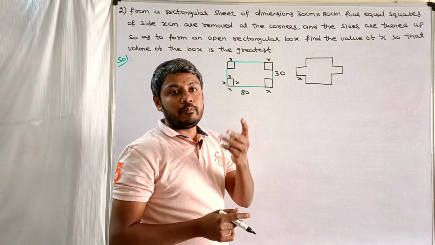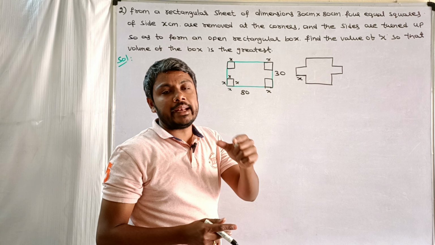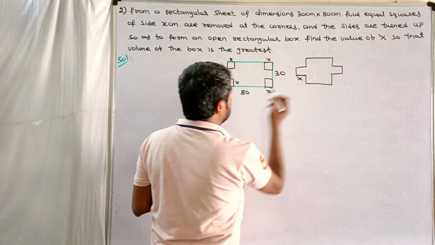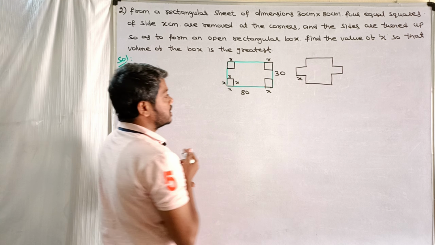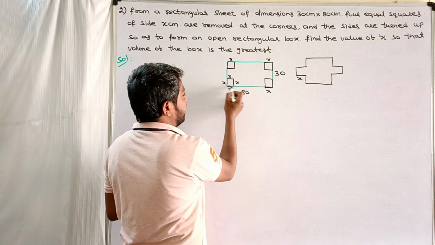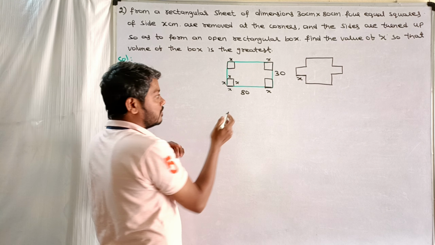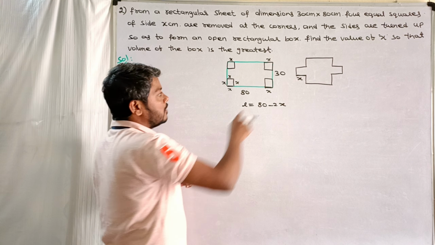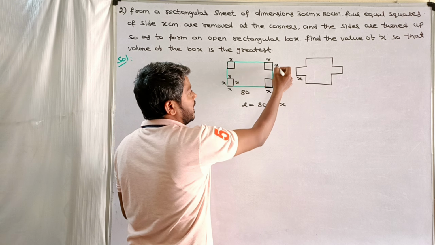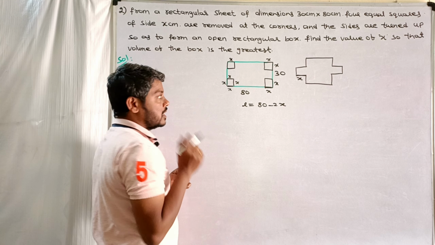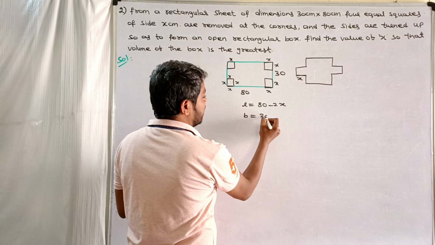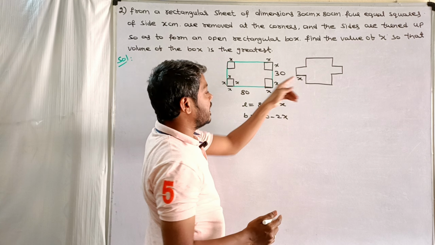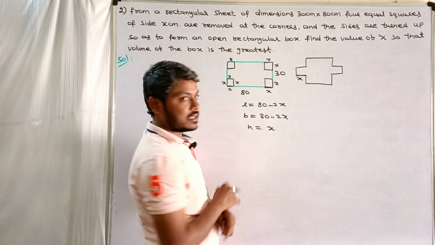So you can find the length, breadth and height of the open rectangular box. Now what is the length of the open rectangular box? Clearly this side x, this side x, total 2x removed from the total, that is L is equal to 80 minus 2x. Similarly breadth, this side and this side, x removed, 2x is removed from the original breadth, that is b is equal to 30 minus 2x. And these sides are turned up. Clearly what is the height? x. h is equal to x.